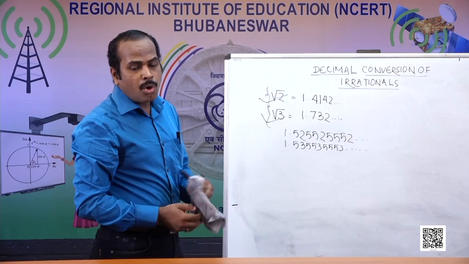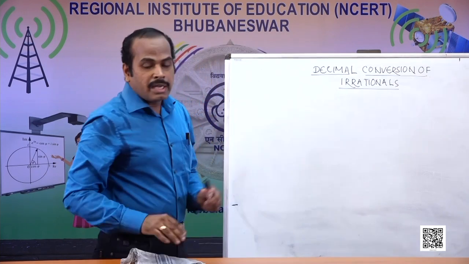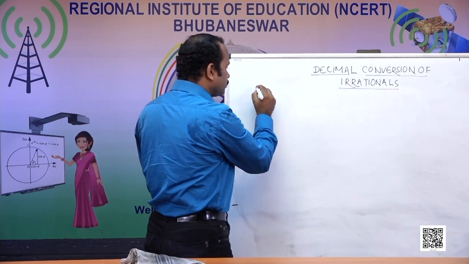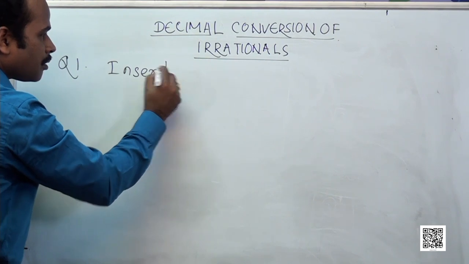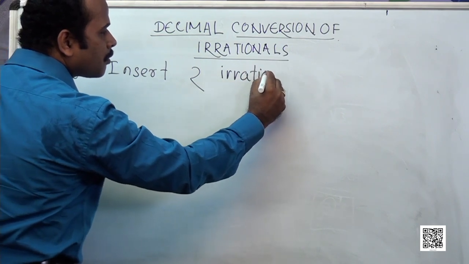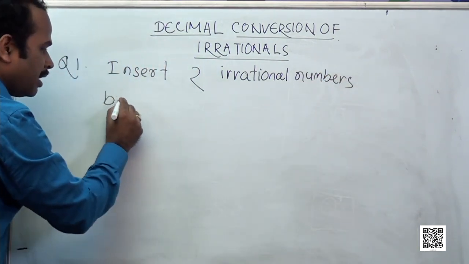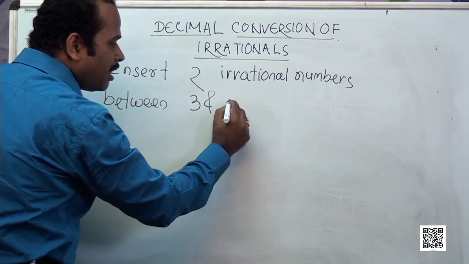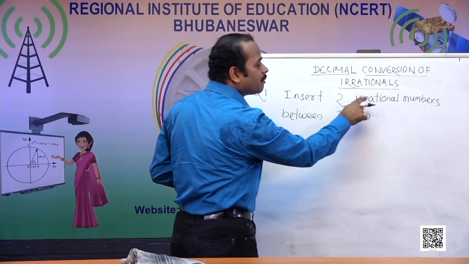Now we have learnt that. Let us go to an example of irrational numbers and rational numbers. One question is given: insert 2 irrational numbers between 3 and 5. Suppose this 3 and 5, these are rational numbers, and we have to find 2 irrational numbers between 3 and 5.